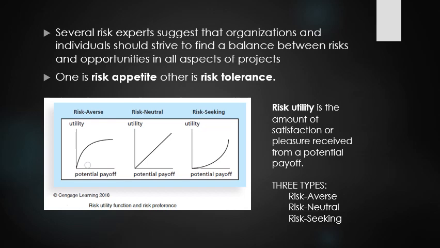Several risk experts suggest that organizations and individuals should strive to find a balance between risk and opportunities in all aspects of projects. One is risk appetite, the other is risk tolerance. Risk utility is the amount of satisfaction or pleasure received from a potential payoff. The different types of risk utility are risk averse, risk neutral, and risk seeking.